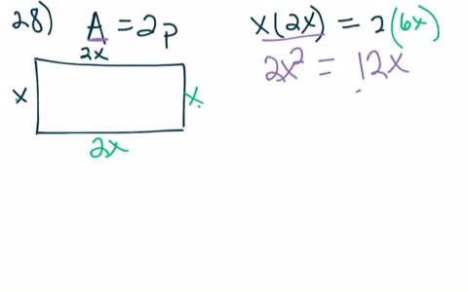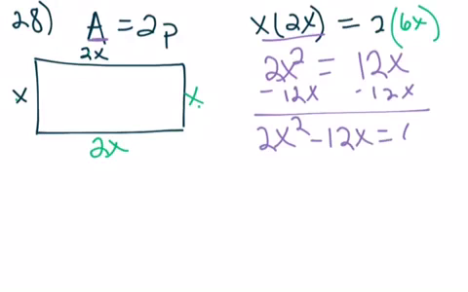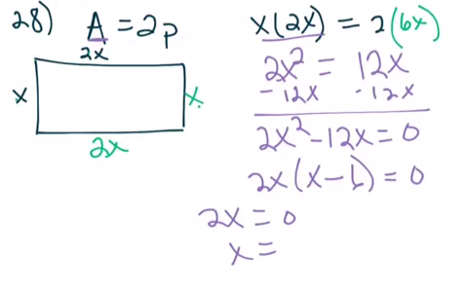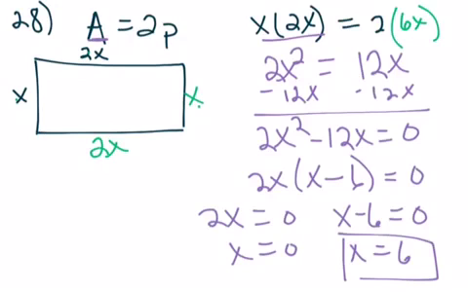We still need everything on one side, so subtract 12x from both sides. So we have 2x squared minus 12x equals 0. The common factor is 2x, which leaves x minus 6. So 2x equals 0, then x would equal 0 when you divide both sides by 2. x minus 6 equals 0 when x is equal to 6 by adding 6 to both sides. So if we look at our answer, which is what are the dimensions of the rectangle, the 6 was for the width, and the length was 12.